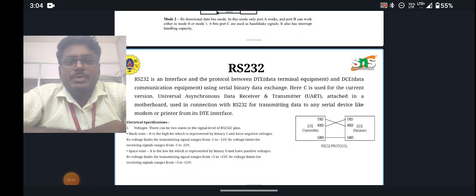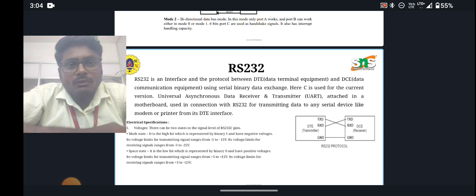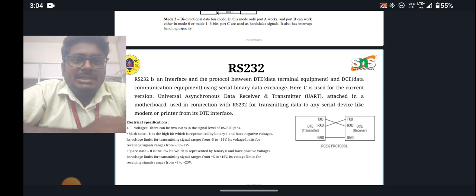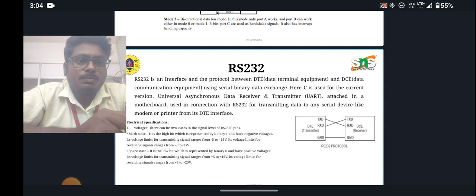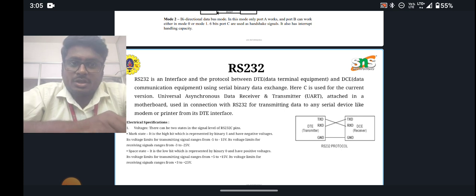Evening. In the previous class, we discussed the topic of peripheral devices, the peripheral interface 8255. In today's class, we will discuss the topic of RS232. It is an interface and a protocol between the DTE, that is data terminal equipment, and the DCE, data communication equipment, using serial binary data exchange. Here, C is used for the current version.